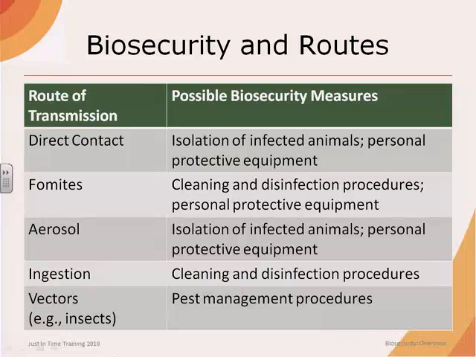For pathogens spread by fomites, such as equipment or vehicles, cleaning and disinfection measures can be effective in reducing contamination. For pathogens spread by oral routes, cleaning and disinfection measures can also be effective. Control of vector-borne diseases will involve the use of pest management procedures to limit transmission.